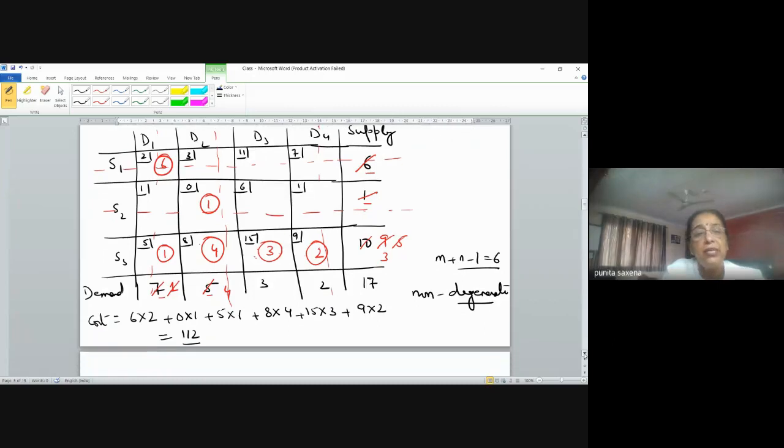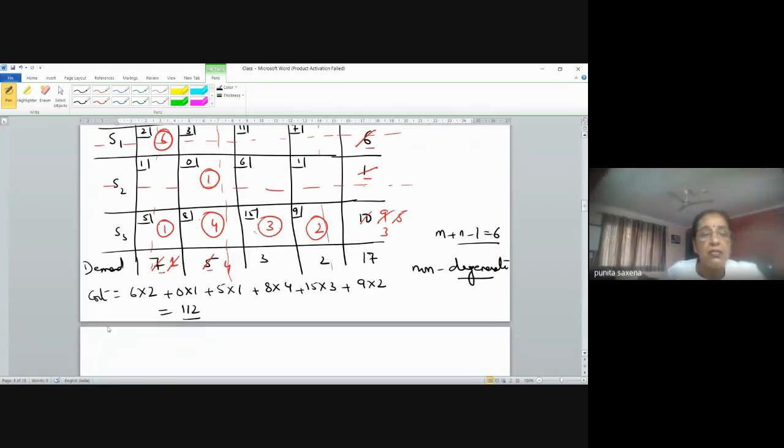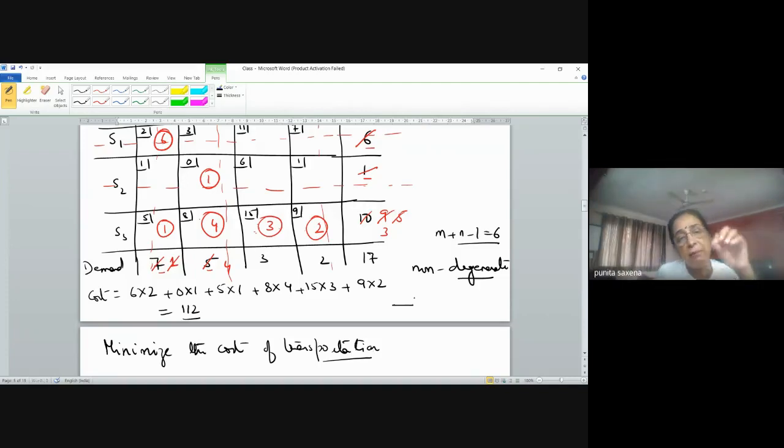Now see, understand this thing. Your objective is to minimize the cost of transportation. That is our objective. Of course, we have various constraints attached to it. But obviously, we'll consider that solution better, which is giving me a less cost of transportation compared to my previous solution. So definitely, this least cost method is a better method than the northwest corner method.